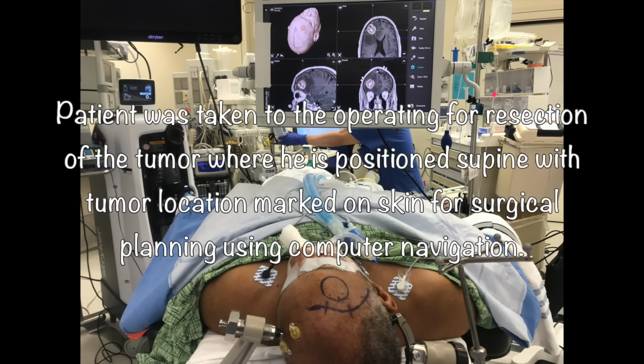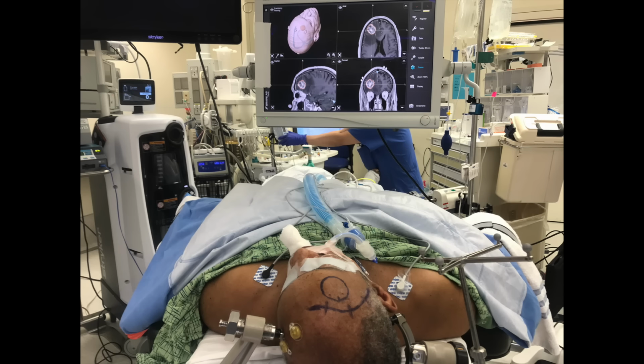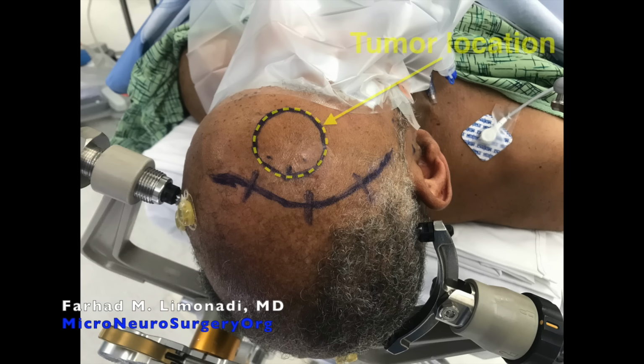In the operating room, after induction of general anesthesia, his head was immobilized in a skull clamp, turned approximately 30 degrees away from the side of the approach, and angled for a near orthogonal approach to the tumor, with gravity keeping the tumor along the axis of the surgical approach.